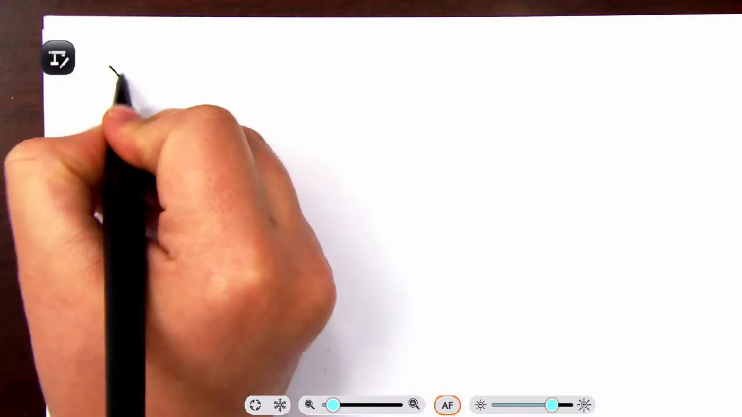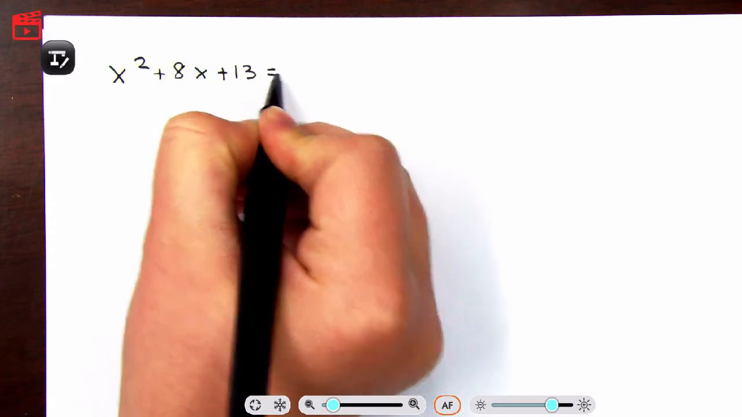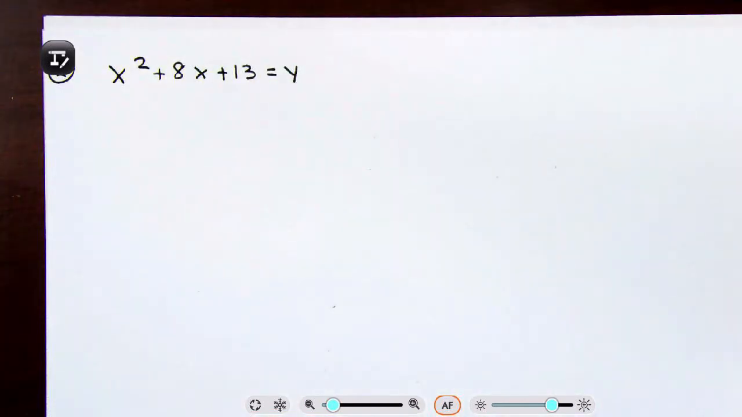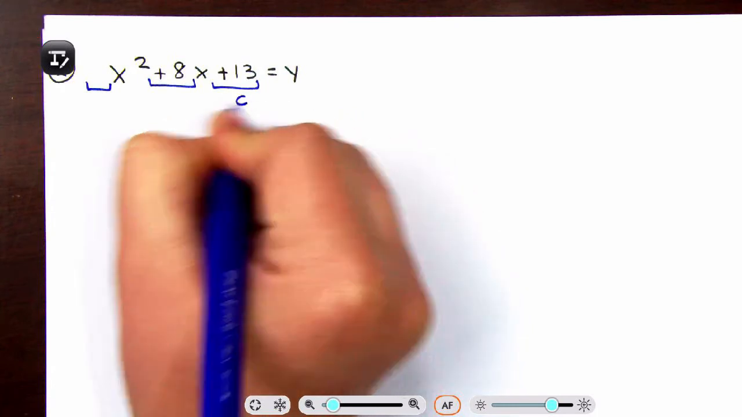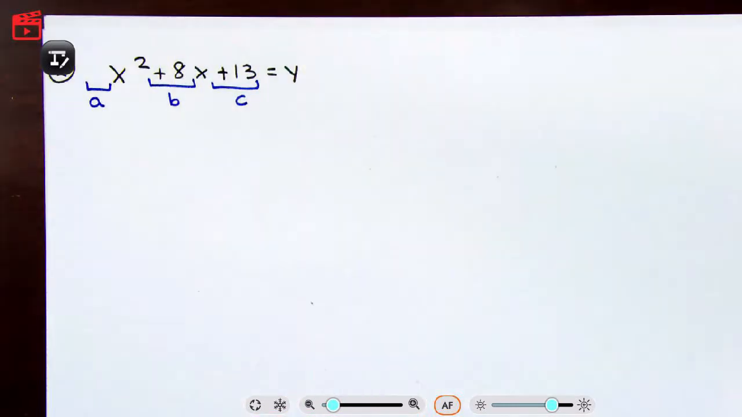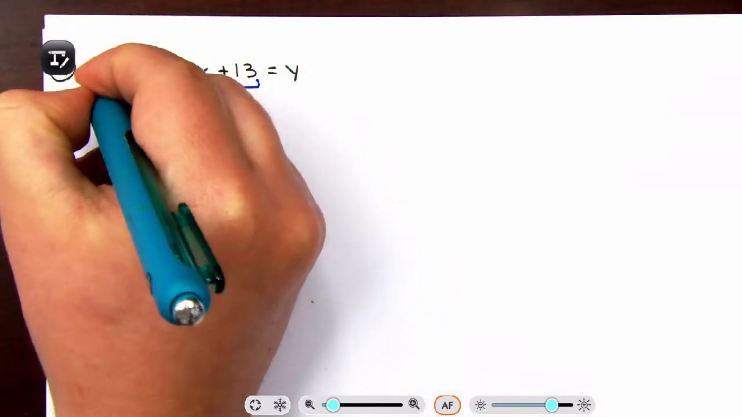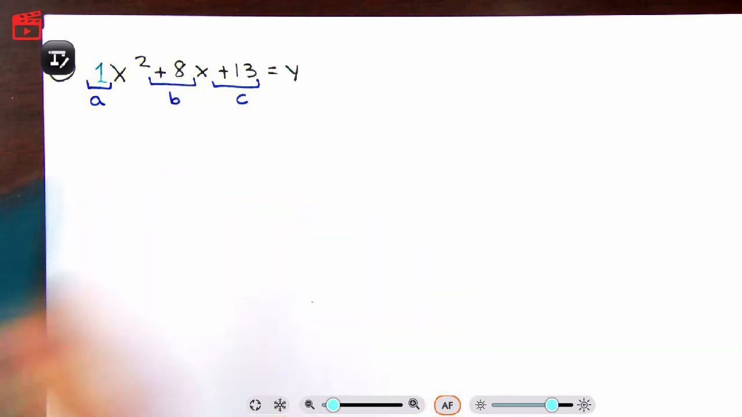So our equation for example number 2 was x squared plus 8x plus 13 is equal to y, and that is example number 2. Step number 1, again, is to label your ABCs. So here's your A, here's your B, here's your C. Now make sure that you take the symbols in front of the number. So for example, if you don't have a number here, that number is 1. This one here is a +8. This one here is a +13.